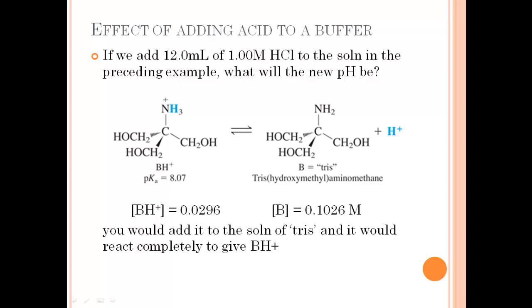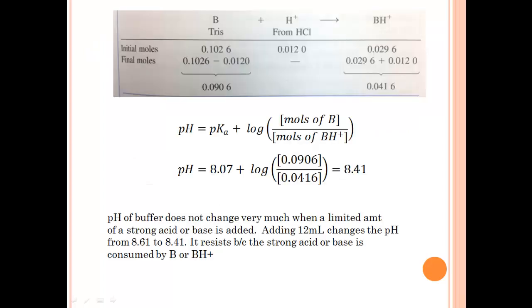For BH plus, it was 0.0296, and for the B was 0.1026. So conceptually, if you add 12 mils of a strong acid, everything's going to go to BH plus. It's going to react completely. Okay, so how do we find out what the new pH is? Let's set up our little table.